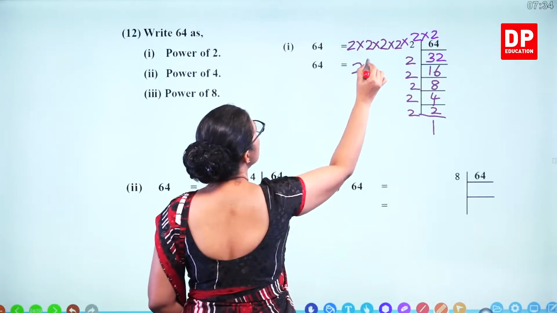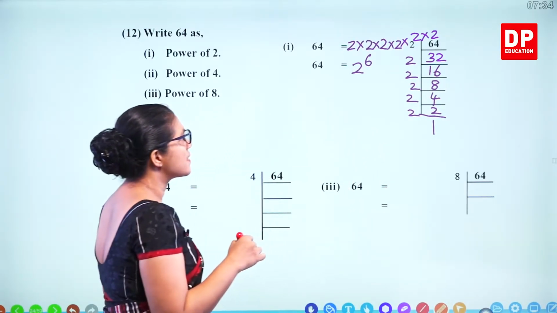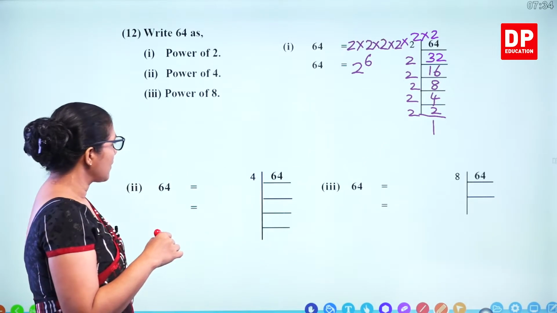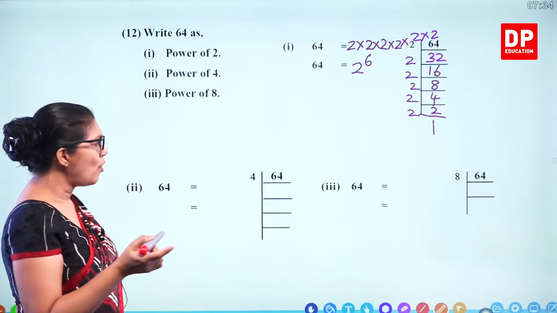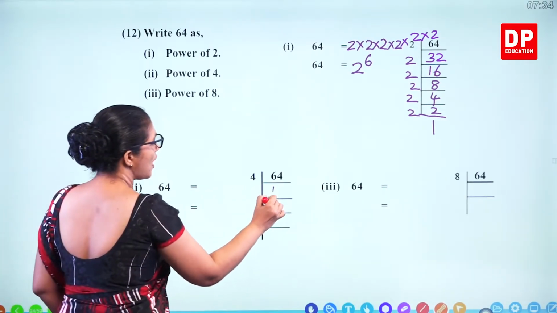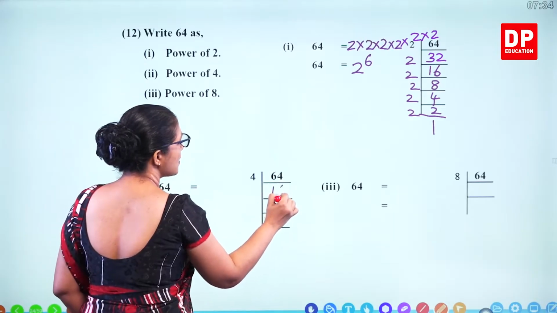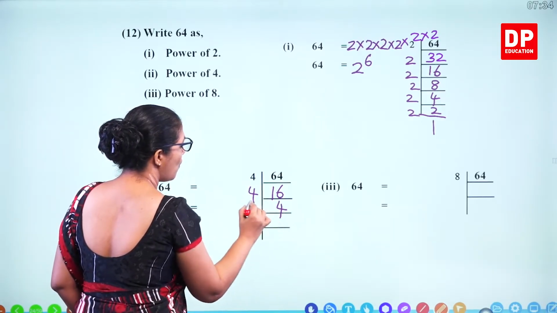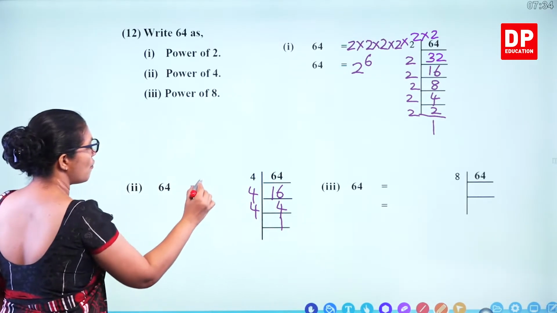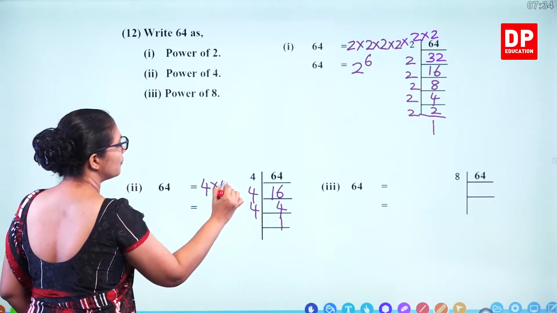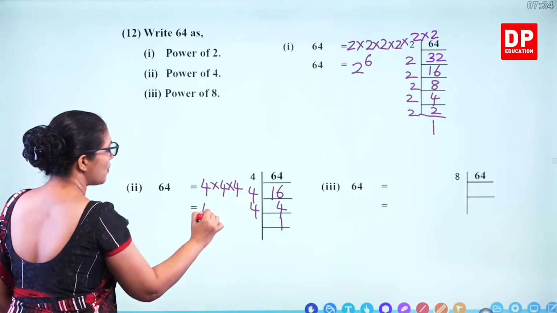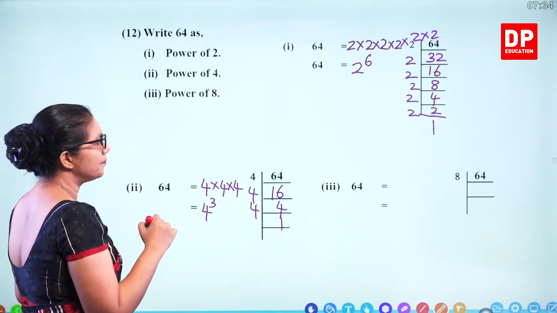So you can write 2 to the power of 6. And as a power of 4, you have to divide by 4. 4 times 4, 16; 4 times 4, 64. 4 into 4 into 4, or 4 to the power of 3.